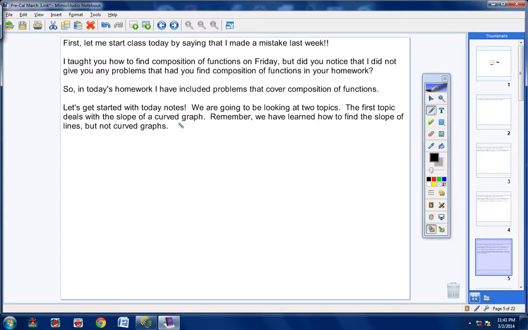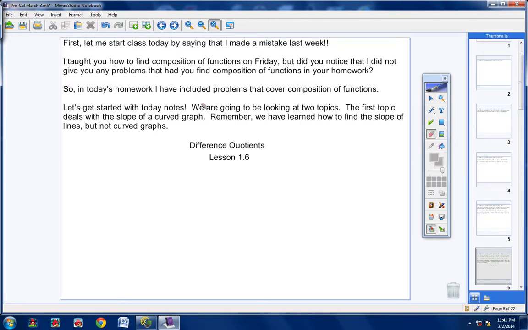We're going to be looking at two topics. The first topic deals with the slope of a curved graph. Remember, we have learned how to find the slope of lines, but not curved graphs. I mean, a line is easy. There's a line, there's 2 points, the slope doesn't change the entire time. You just find the rise and you find the run, and you're good. And we've learned how to do that. We've never learned how to find the slope of a curved graph, okay? And we're going to do that today.